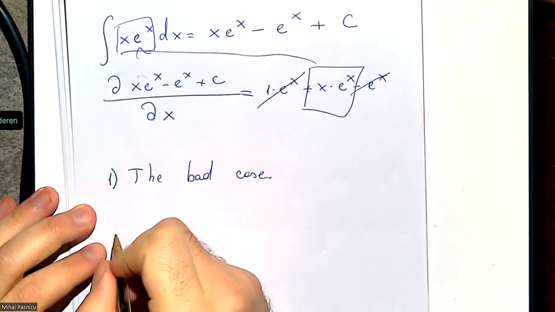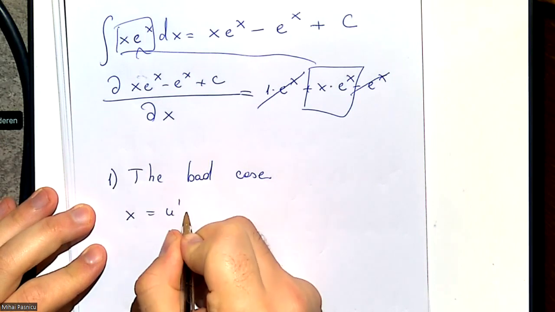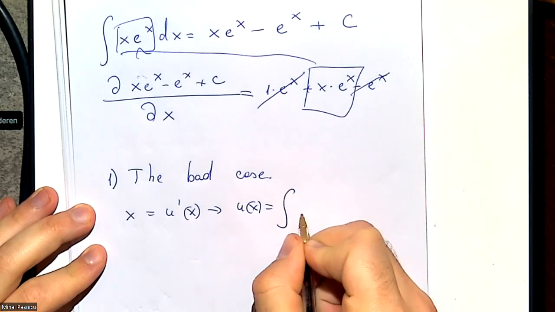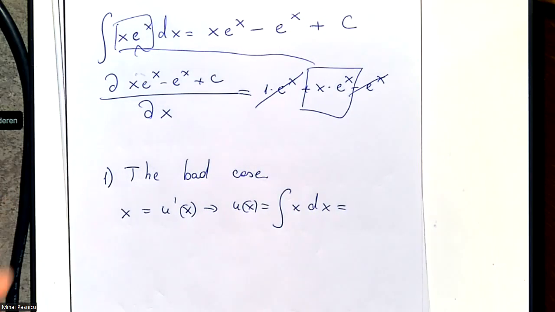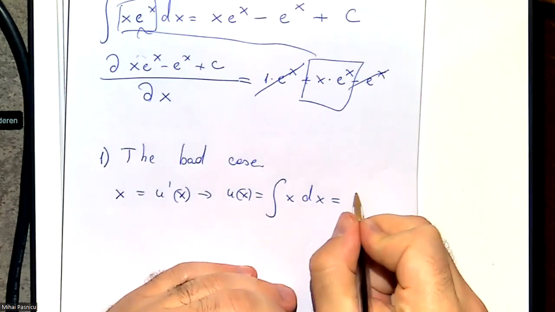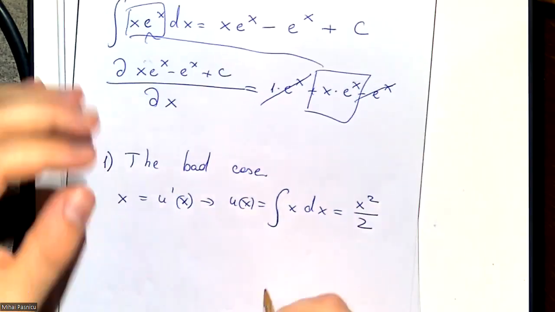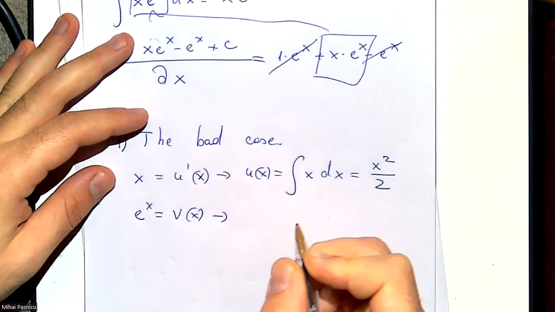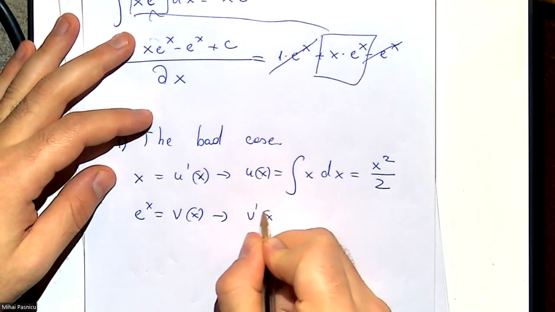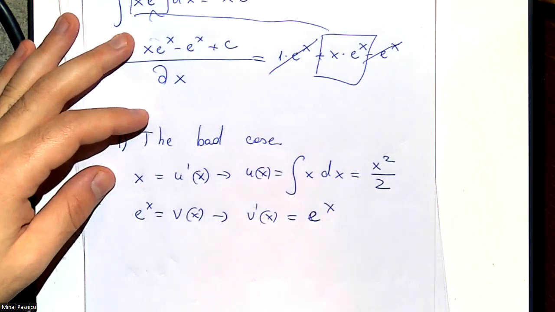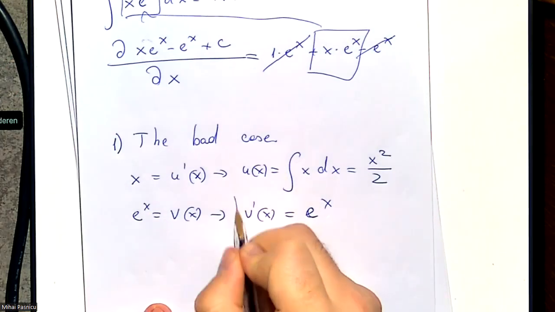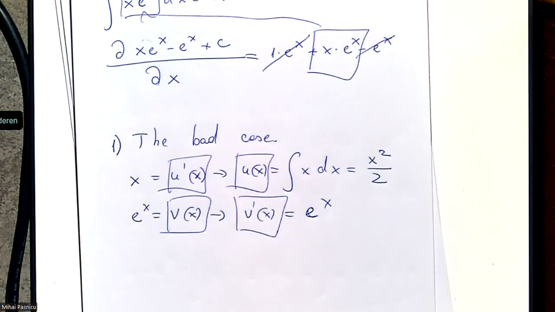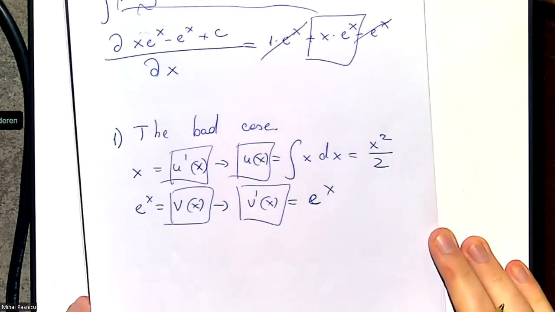Again, we're going to proceed exactly like we did before. So x is equal to u prime of x. It means that u of x is equal to the integral of x dx, which by now you should kind of believe me, that is x squared over 2. And then e to the x is equal to v of x, which means that v prime of x is just e to the x. And now again, I have all my four terms. It means I can just plug in the formula and see what I get.